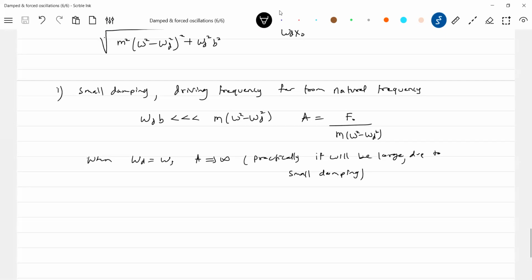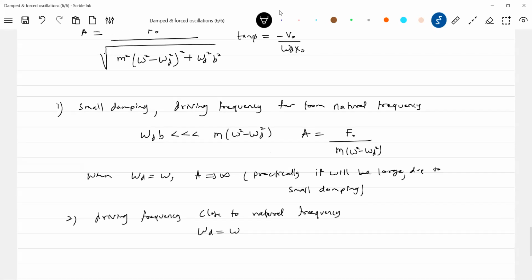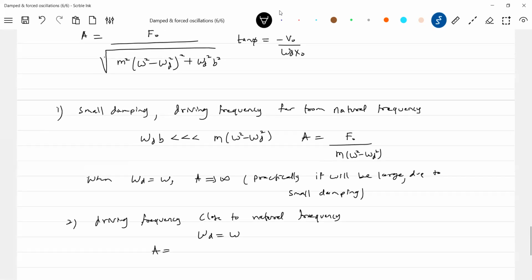So second one, driving frequency close to natural frequency. Omega d will be very close to omega in this case. So what will happen? The equation will become A is equal to F naught by omega d b. It will be very confusing.